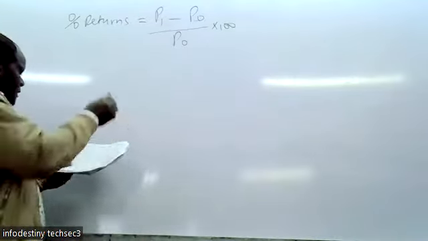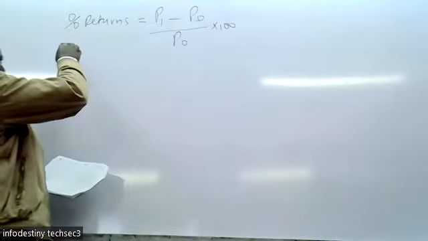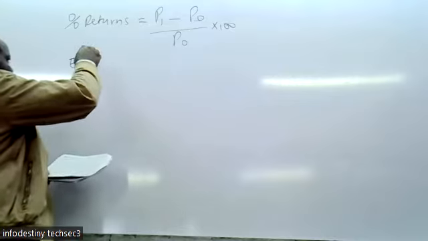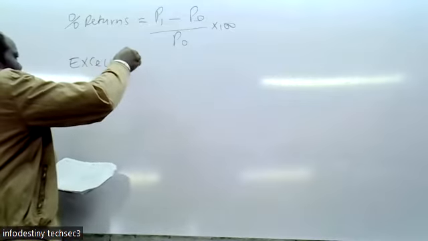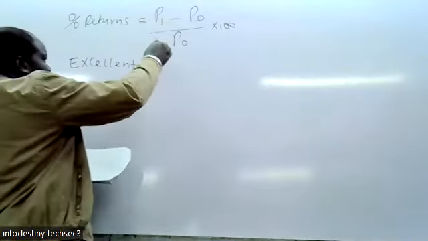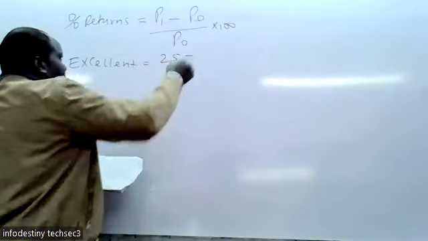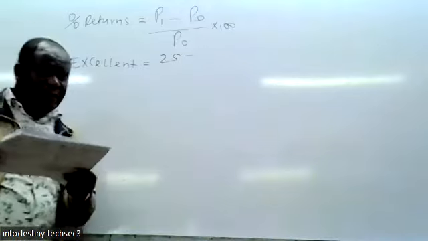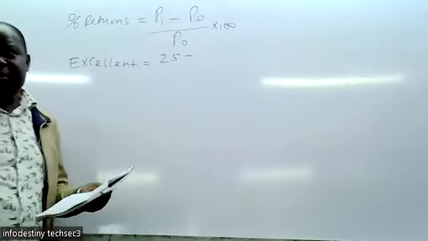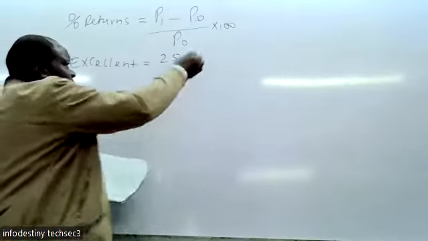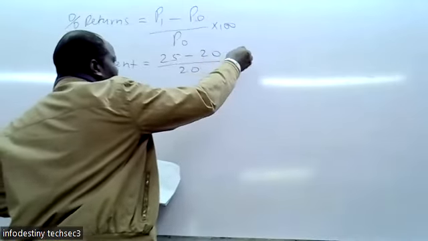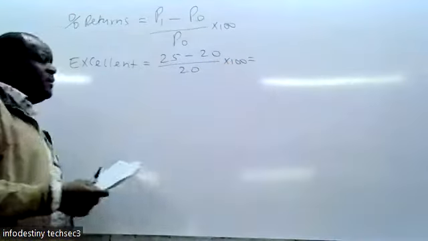You start with the one for excellent. When you check the one for excellent, P1 is 25. Then P0 was given in the first paragraph. You see that currently selling at how much? At 20 in the first. So you minus 20, also divide by 20, express it as a percentage.